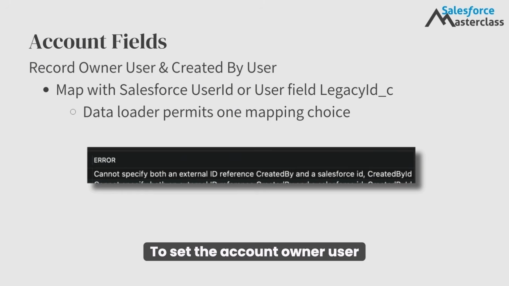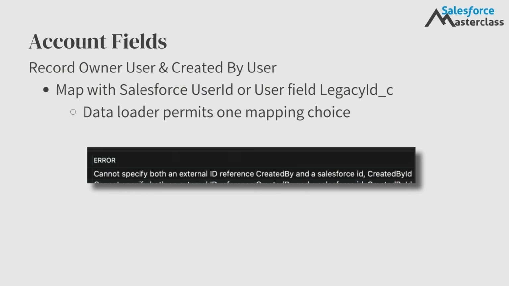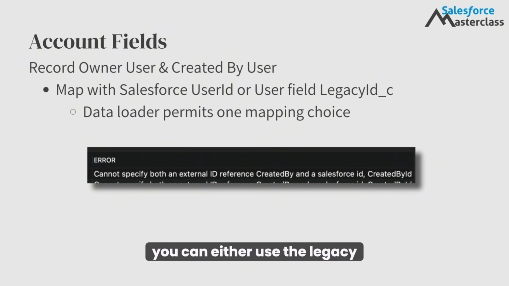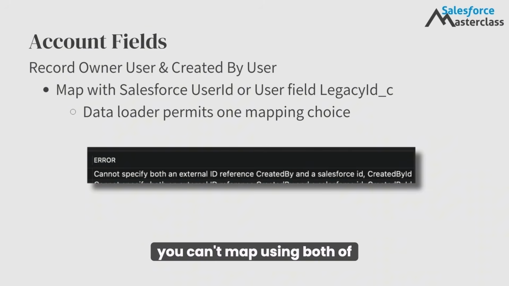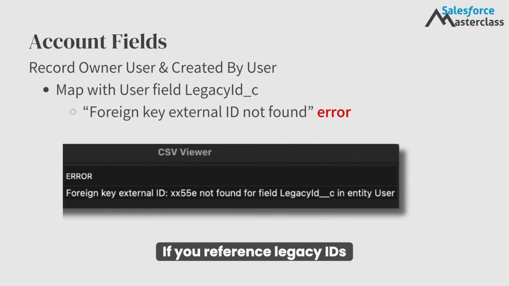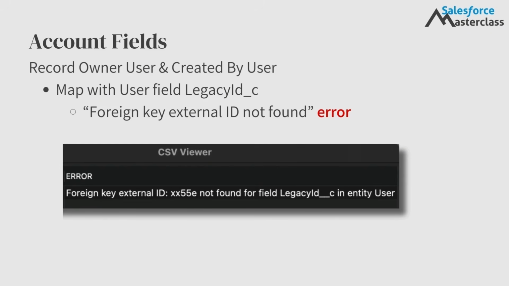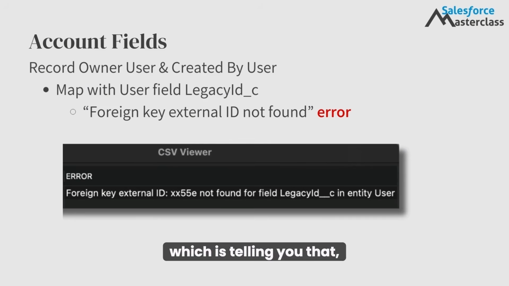To set the account owner user and the created by user, you can either use the legacy ID field on the user object or the user's Salesforce ID. However, you can't map using both of these IDs in a single load. You can see on the screen, you'll get this error that you can't specify both. If you reference legacy IDs that weren't included in your user load, meaning they don't exist in Salesforce, you'll receive this error, which is telling you that, hey, I can't find that foreign external ID.